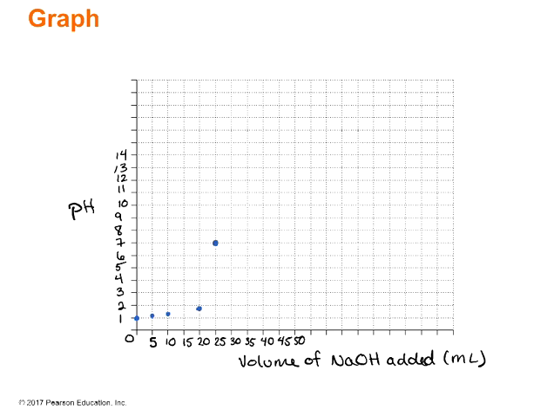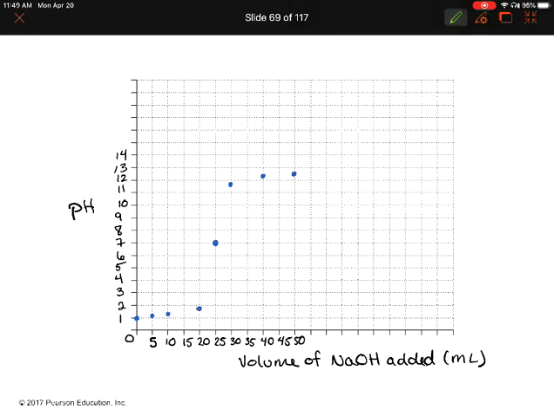So that drastically changed. And then after that, we added 30 milliliters, and the pH was 11.96. And then we added 40 total milliliters of solution, and the pH was 12.36. And after adding a total of 50 milliliters of NaOH solution, the pH was 12.52. Okay, so let's connect all of these dots. All right, and we have a very similar curve to what we saw before.